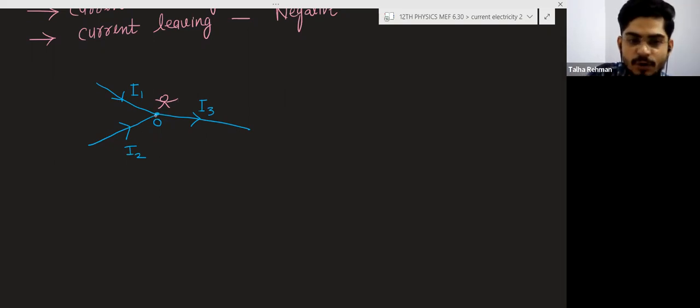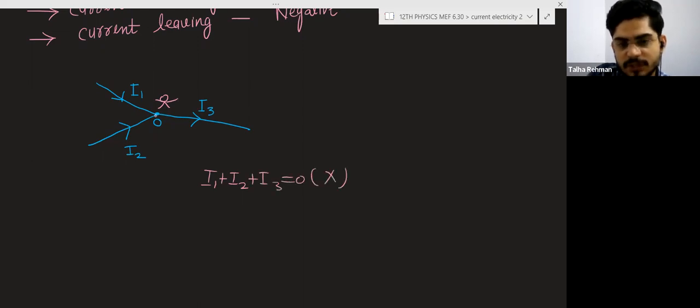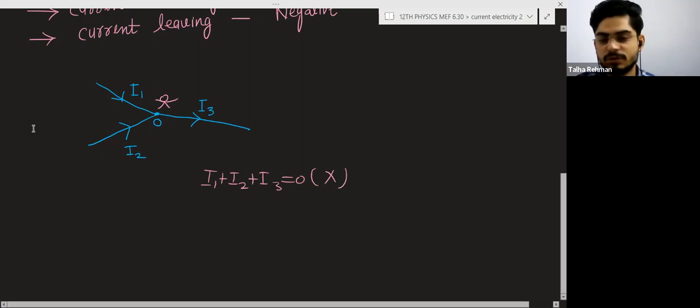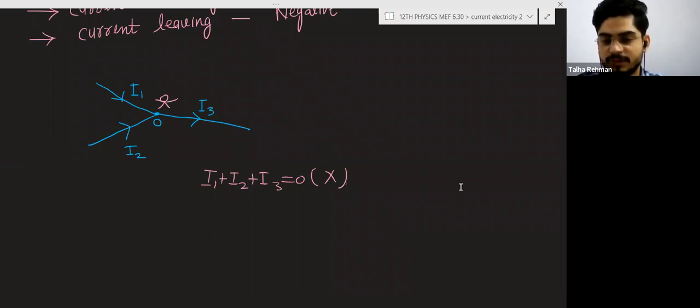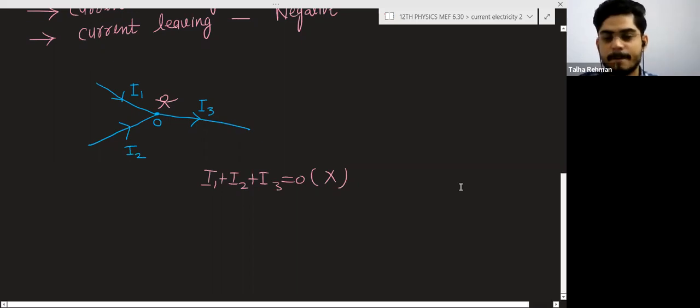but you cannot add all the currents like this: I1 plus I2 plus I3 is equal to 0. You cannot do this. You have to take the sign of the current also at the junction. According to this law, at the junction, the sum of all the currents is 0. So now suppose you are here. Now look at I1. Is this I1 coming towards the junction or moving out of the junction? Nafisa, coming towards the junction or moving out of the junction?